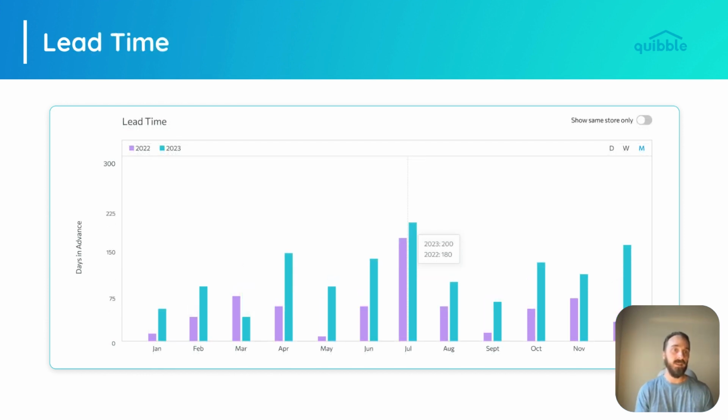Lead time. Lead time is a metric that shows how far in advance your customers are booking. This is a key metric that we use to forecast occupancy, ADR, revenue, rent, RevPAR. Anything we forecast uses this metric.